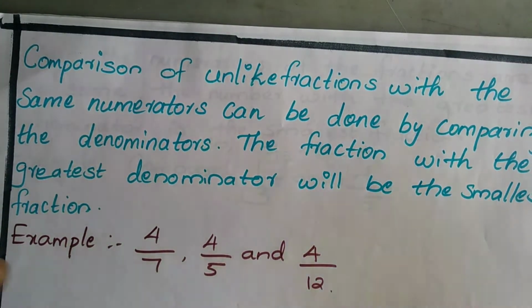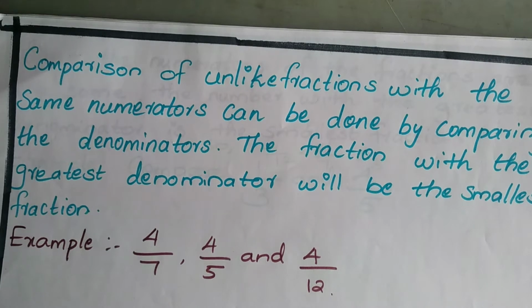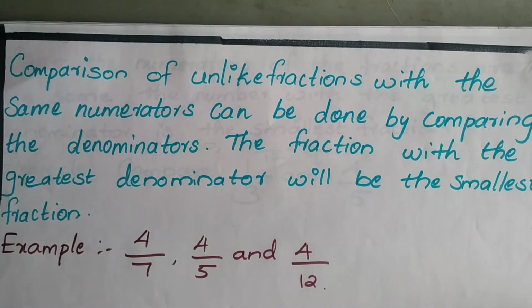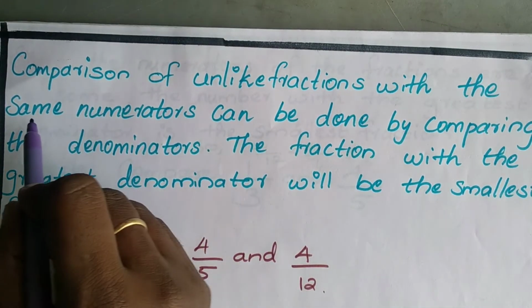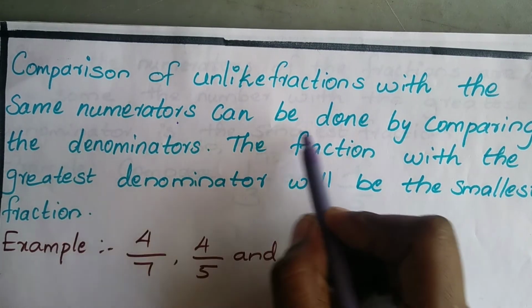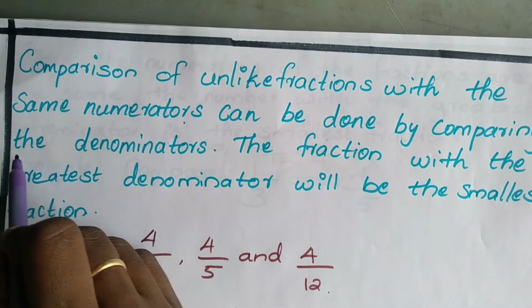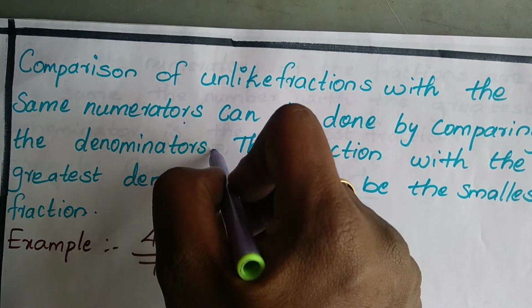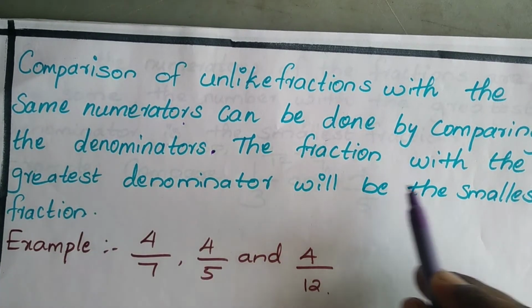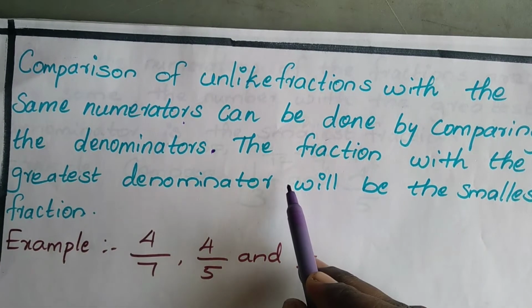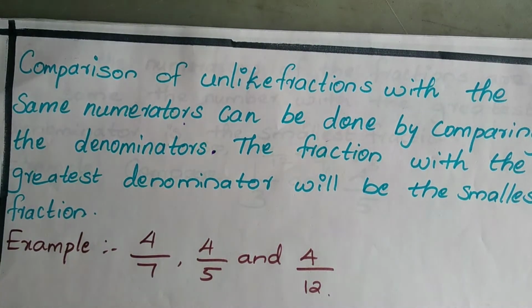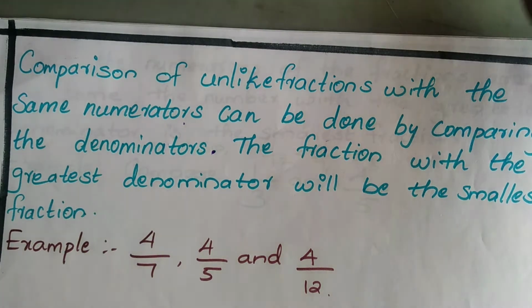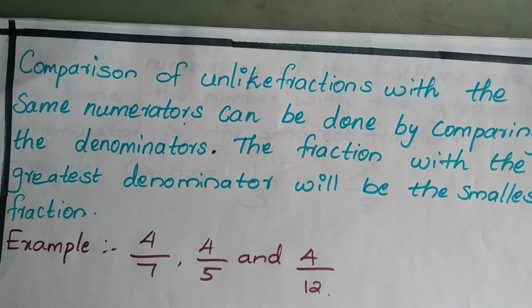Next, comparison of unlike fractions. Comparison of unlike fractions with the same numerator can be done by comparing the denominators. The fraction with the greatest denominator will be the smallest fraction. Like the previous one, learn this by heart or understand these two concepts.